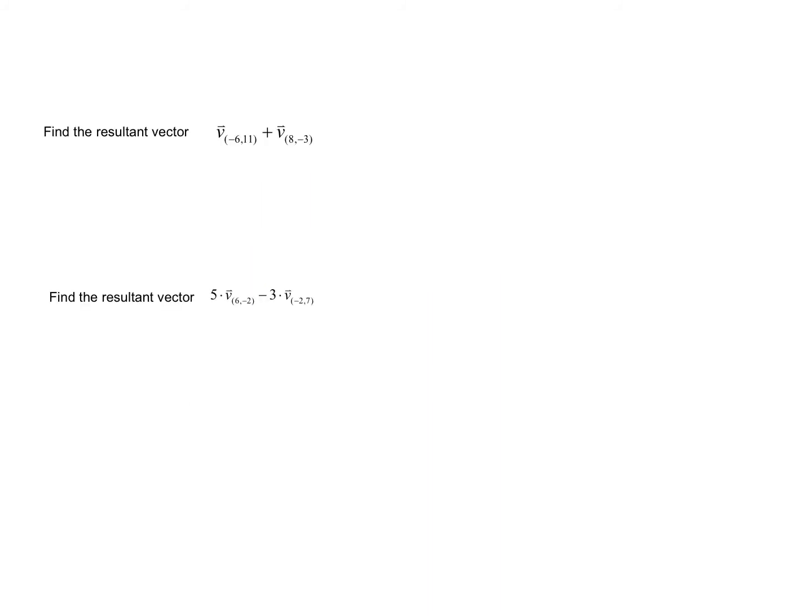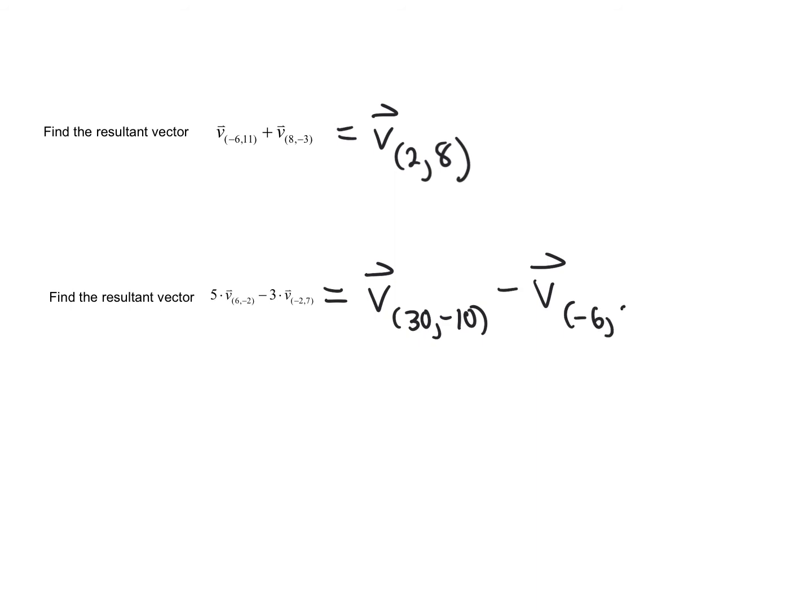Adding and subtracting vectors in rectangular form is quite easy. You just add the x components, so negative 6 plus 8 is 2, and then you add the y components. 11 plus negative 3 is 8. There's our final answer. In the second example here, we have scalars and then subtracting. Well, deal with the scalars first. This becomes vector 30, negative 10. We just multiplied the 5 by both the x and the y. And then we multiply the 3 in the same way. So we get negative 6, 21. You could have also multiplied the negative 3 in, making it vector addition. Just make sure to change the signs on both the x and the y. Now for subtraction, we have 30 minus negative 6 is 36. Negative 10 minus 21 is negative 31.